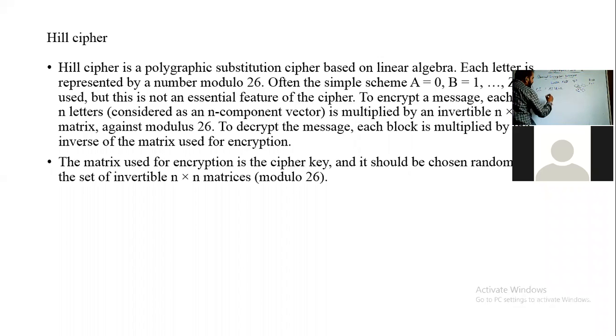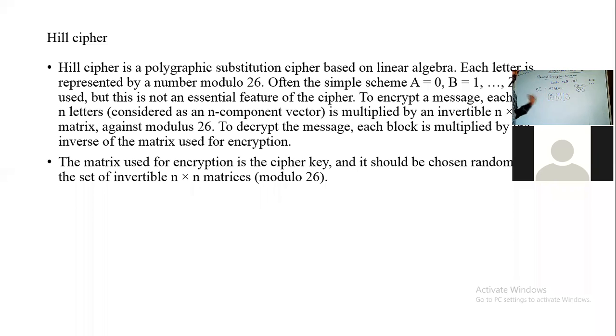So how to write it: we will write like this: A T, T A, C K. In this way you will convert the plain text into the form of vectors.